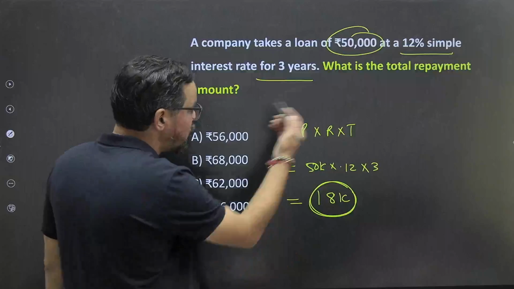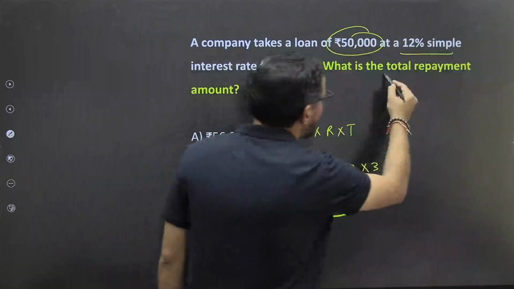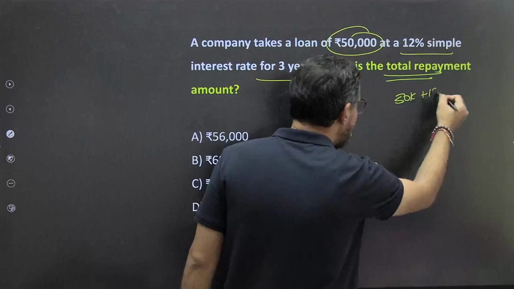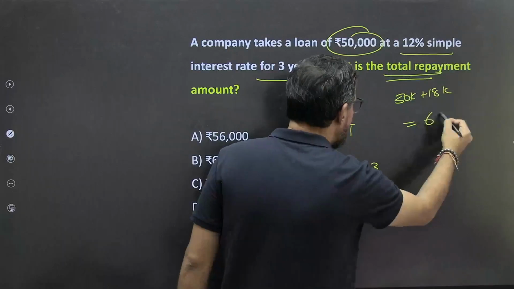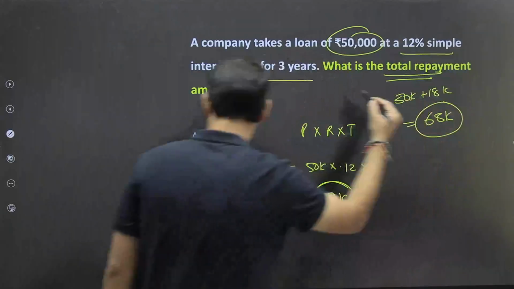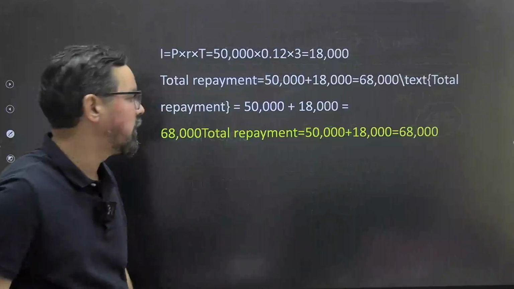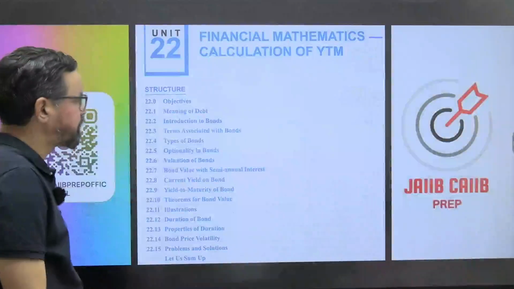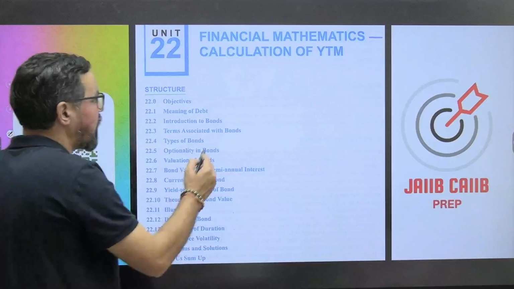Now the initial principal. So what is the total repayment? It is 50,000 plus 18,000. So it is 68,000. So do we have 68,000? Yes. Option B will be the right answer for this particular one, right? Chalo. Next one, guys. Third one is YTM.